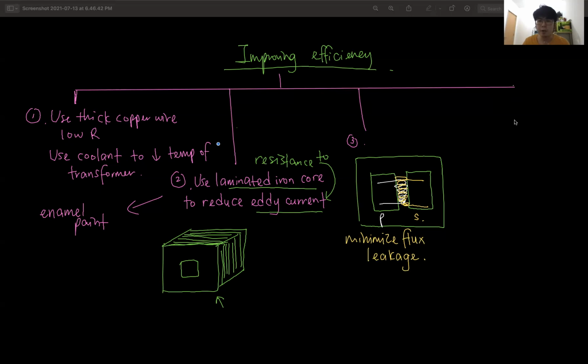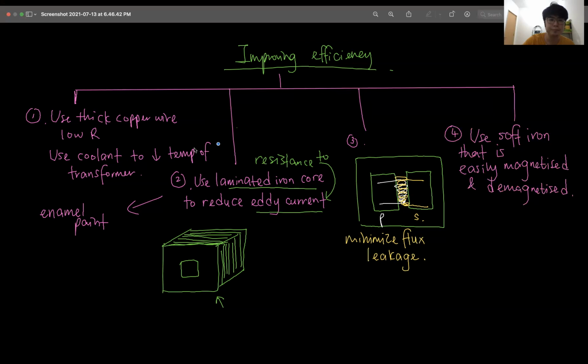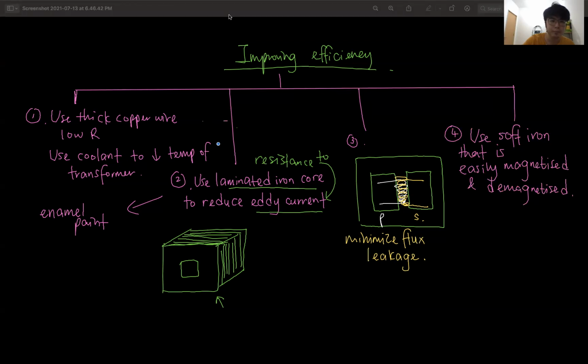Now, one more, number 4. To improve efficiency, they use soft iron, that is easily magnetized and demagnetized. So use a soft iron core. Okay, you can take this down. Ways to improve efficiency.